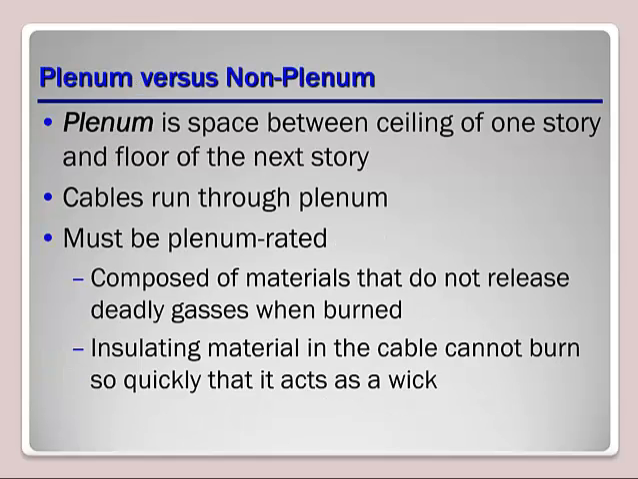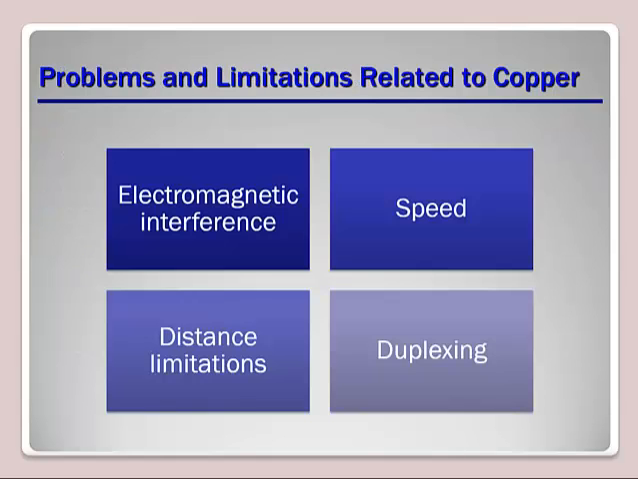So moving on. I don't know why we jumped around here, but we're coming back to plenum. So plenum versus non-plenum. Plenum is the space between the ceiling of one story and the floor of the next story. So that crawl space is called the plenum. Cables run through plenum, so these cables must be plenum rated, and they must be composed of materials that do not release deadly gases when burned. The insulating material in the cable cannot burn so quickly that it acts as a wick and starts a big fire. So we don't want that. That's what the plenum stuff has to do with.